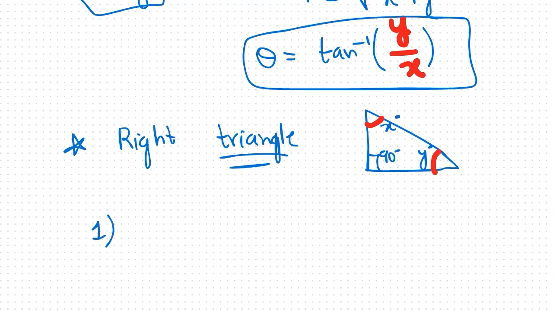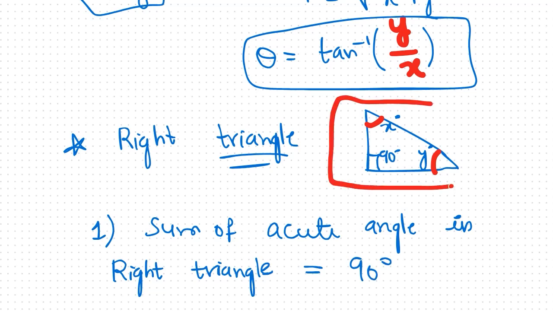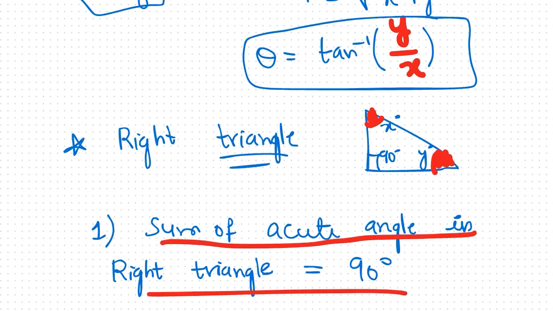So the first theorem is that the sum of acute angles in a right triangle is equal to 90 degrees. What I mean is the total sum should be 180, right? This plus this plus this, but this part is already 90. So the rest, this and this, should add up to 90. Sum of acute angles in a right triangle is 90.